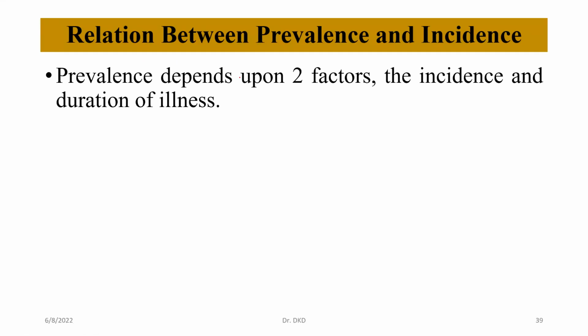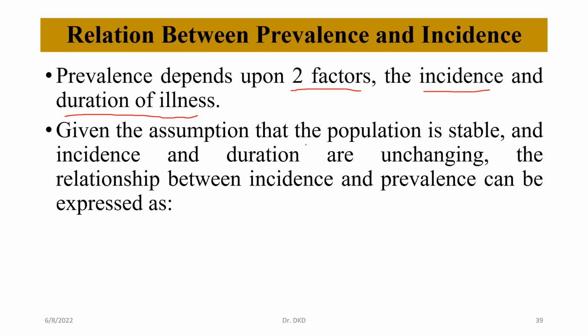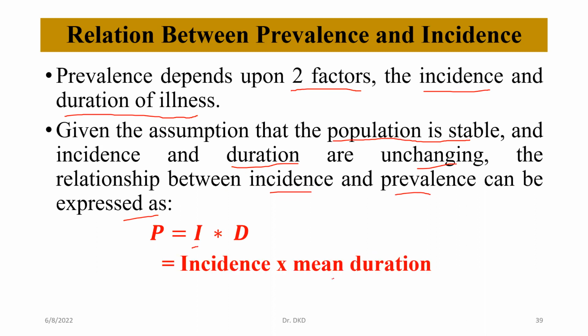So basically, prevalence depends upon two factors. The two factors are the incidence and the duration of illness, or we can say the duration of disease. Given the assumptions that the population is stable and incidence and duration are unchanging, the relationship between incidence and prevalence can be expressed as: prevalence is equal to incidence multiplied by mean duration.